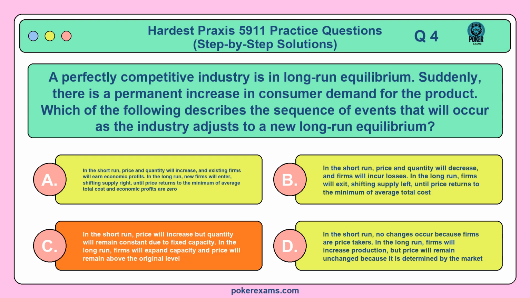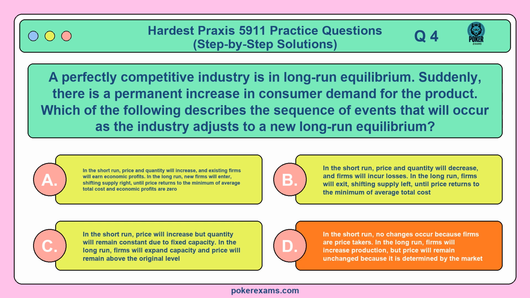C. In the short run, price will increase but quantity will remain constant due to fixed capacity. In the long run, firms will expand capacity and price will remain above the original level. Or D. In the short run, no changes occur because firms are price takers. In the long run, firms will increase production, but price will remain unchanged because it is determined by the market.